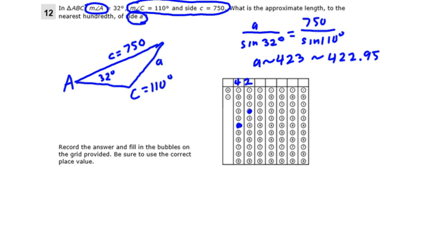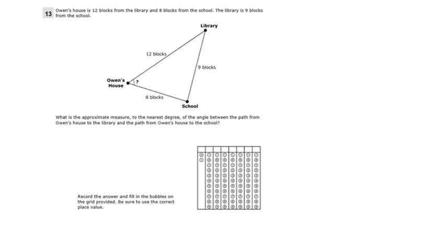So I changed that to 422.95. So here's our 2, 9, and 5 right here. Now we're ready to go on to the last one in this set.